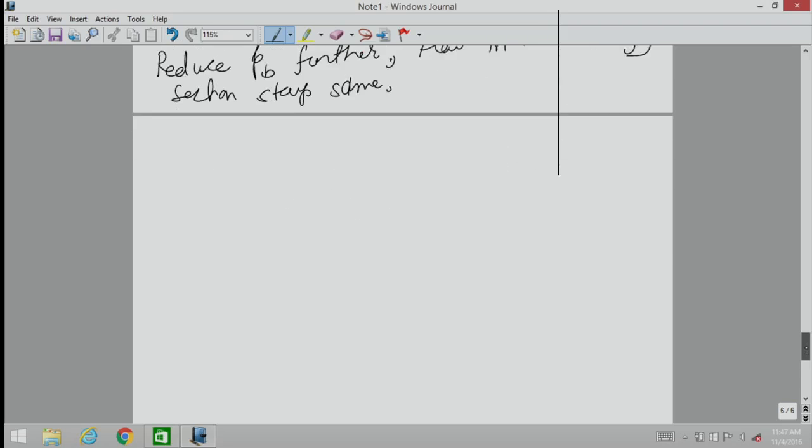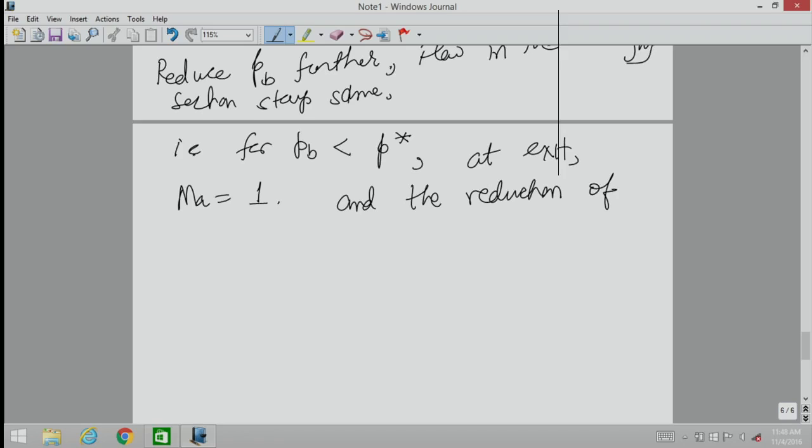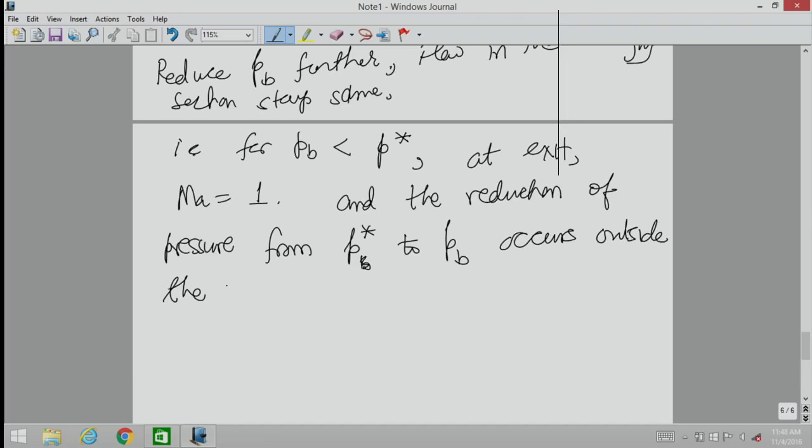That is, for PB less than P star, at the exit Mach number is equal to 1, and the reduction of pressure from P star to PB occurs outside the nozzle.